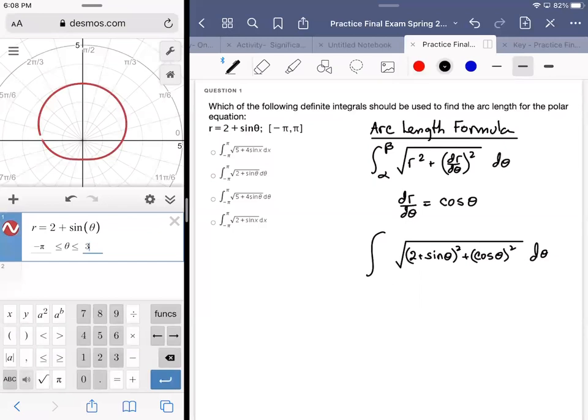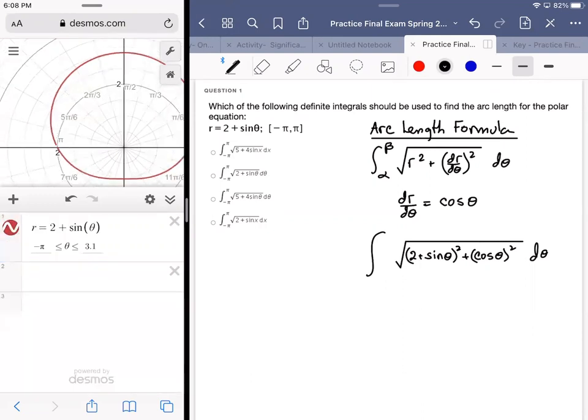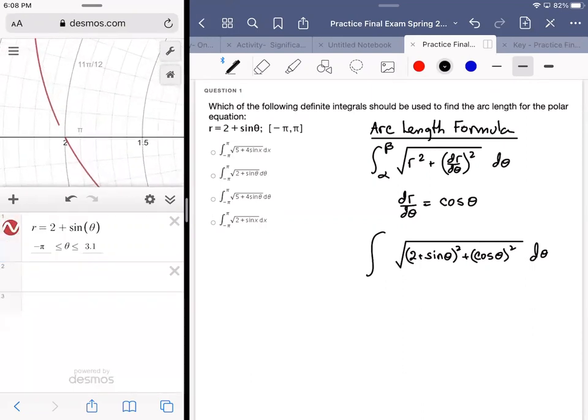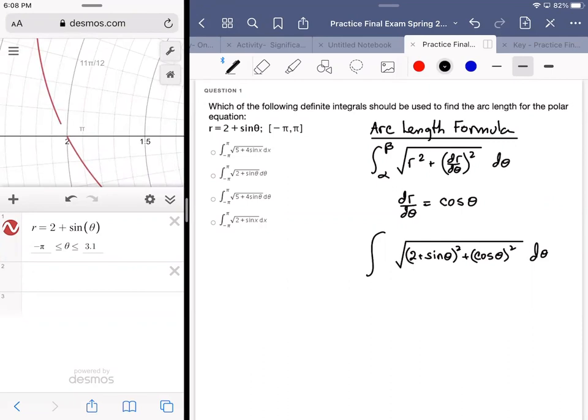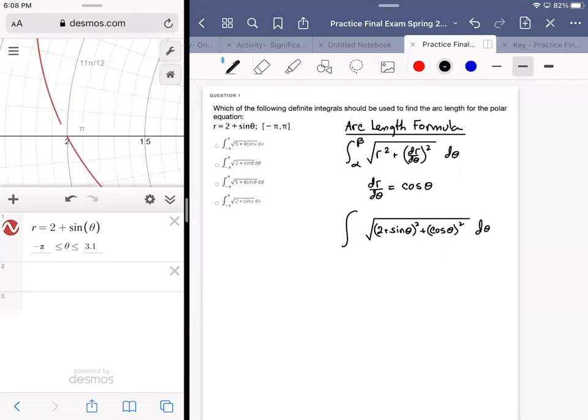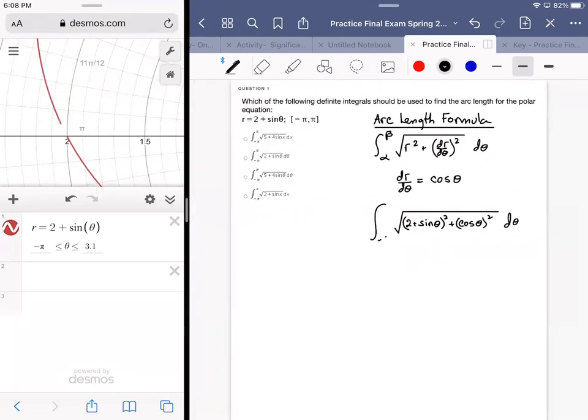But if you're not sure, you just dial this back to something short of 3.14, something short of pi, and see if it falls just short of closing the loop. Right? And it does. So we're pretty confident that that's the correct set of bounds. So negative pi to pi. All right. Now, in this case, it didn't matter, but you never know.